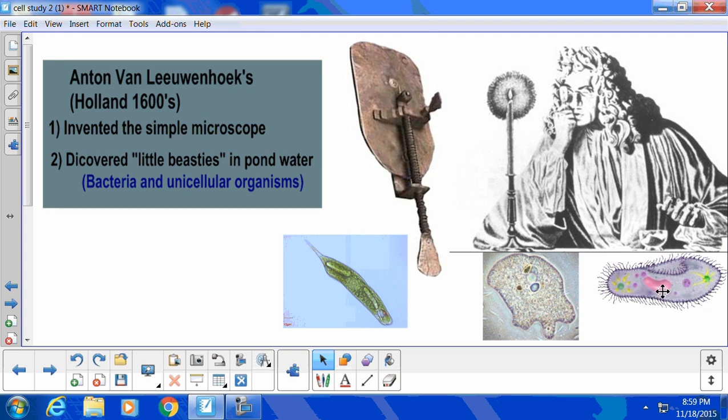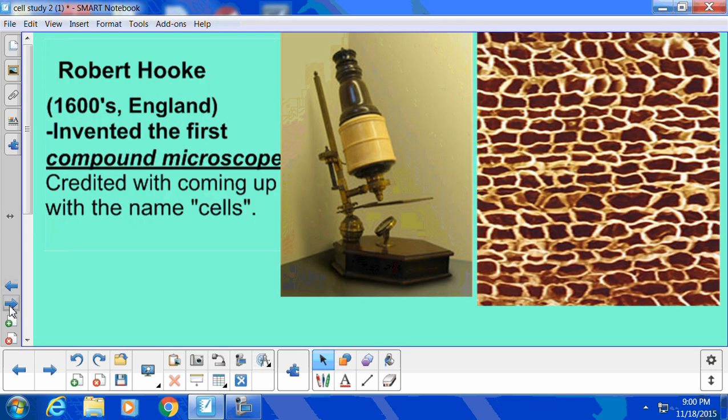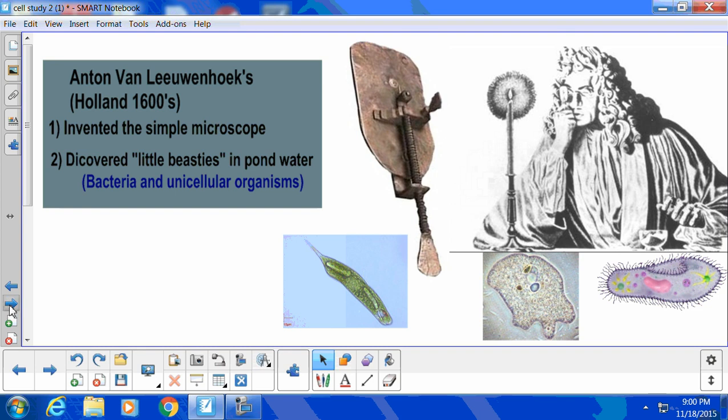And here's some pictures of what he saw. He was really looking at bacteria. And when he took some pond water, he was looking at some one-celled organisms. But in any event, he's also credited with our discovery of the microscopic world with his invention of the magnifying glass, essentially. So we got Hooke, and we have van Leeuwenhoek.